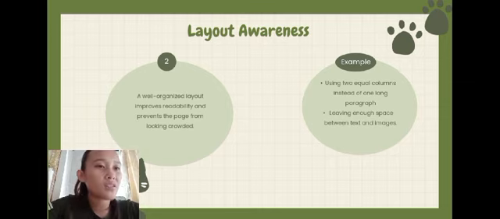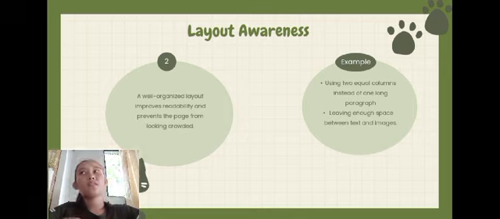Now, examples are, number one, using two equal columns instead of one long paragraph. Number two, leaving enough space between text and images. So, the purpose of layout is to make reading comfortable and help students to understand the content better.